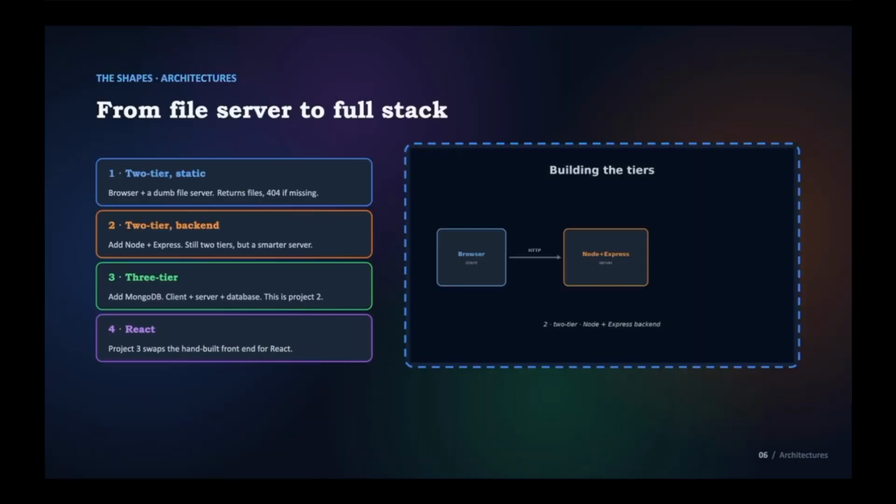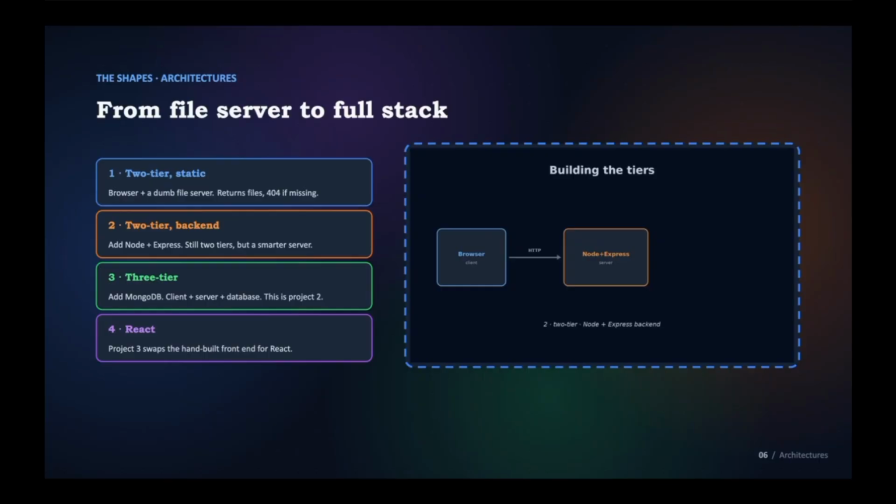So now the shape. Okay, Project 1 was a two-tier architecture, a client and a server, but the server was just a static file server. Now the browser asks for a resource and the server checks whether that file exists and hands it back, defaulting to index.html or returning a 404 if it is not there. The server is just basically dumb. It only serves files, and all of your JavaScript ran in the browser.